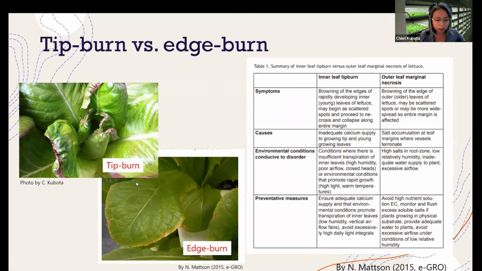Edge burn is more like fully unfolded leaves where the edge gets necrotic tissue, but tipburn starts from the beginning, so it gets a really deformed shape. That's, I think, easy to identify. And edge burn may not happen in young leaves but in old leaves too, so that's why it doesn't get deformed.